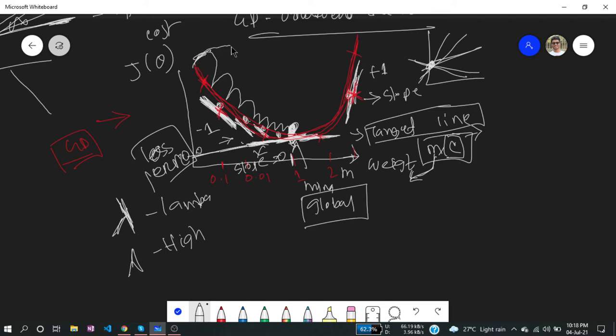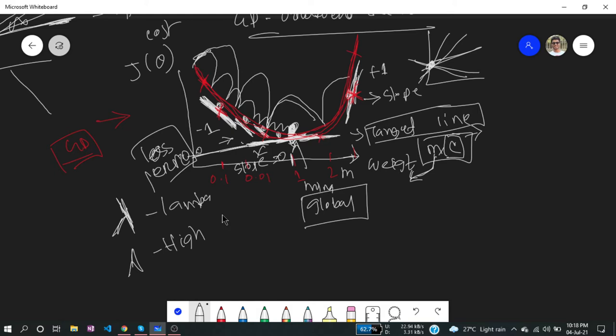This jump will be very, very high. It may cross the global minima because you have taken a high lambda. Okay, it may come here. So then how will we choose lambda? Lambda is a hyperparameter. You have to choose it by using hyperparameter tuning. Okay, you have to tune it.